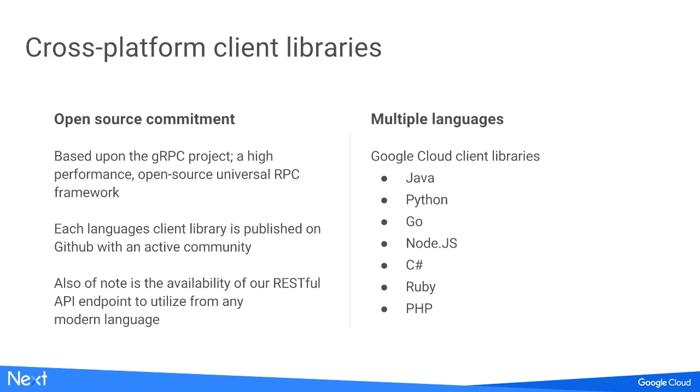The languages that we support natively using our Google Cloud client libraries are Java, Python, Go, Node.js, Ruby, C#, and now we have PHP as well. These all have a very consistent interface, so when you're switching between languages, it should still feel like you're interacting with the same database.